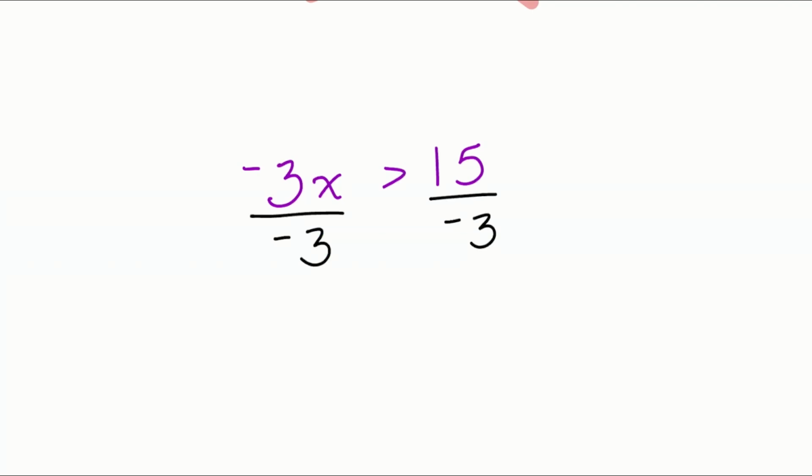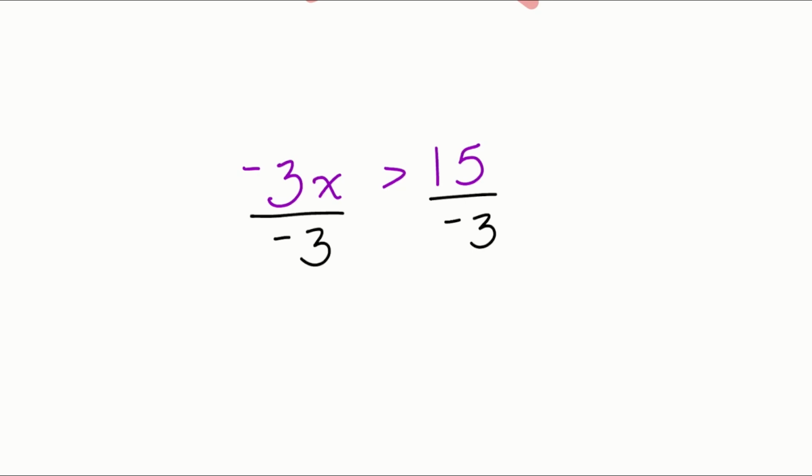Let's say we're doing negative 3x is greater than 15. If we're trying to get x by itself, the operation that we're currently looking at is what? I see a negative 3, but what's the actual operation? It's multiplication. It's negative 3 times x. So if I want to get rid of the negative 3, I have to do the opposite operation, and that would be division. I would divide both sides by negative 3.